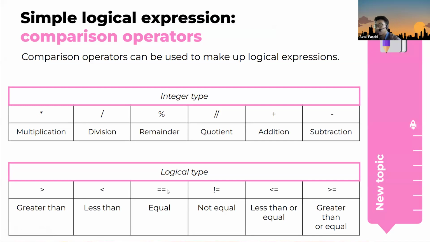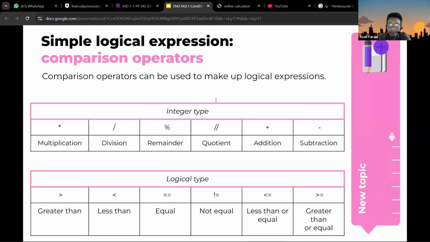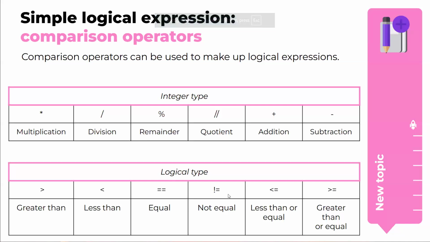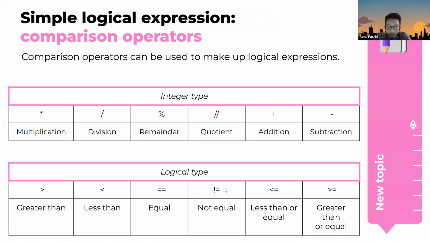If we do not use double equal like this, it means that we want to create a variable, Brian. This is an example of it. But let me explain not equal first. If you want to express not equal, this is how we can do that. If you want to express less than or equal, you can use angle bracket and equal, and then greater than or equal, like that.